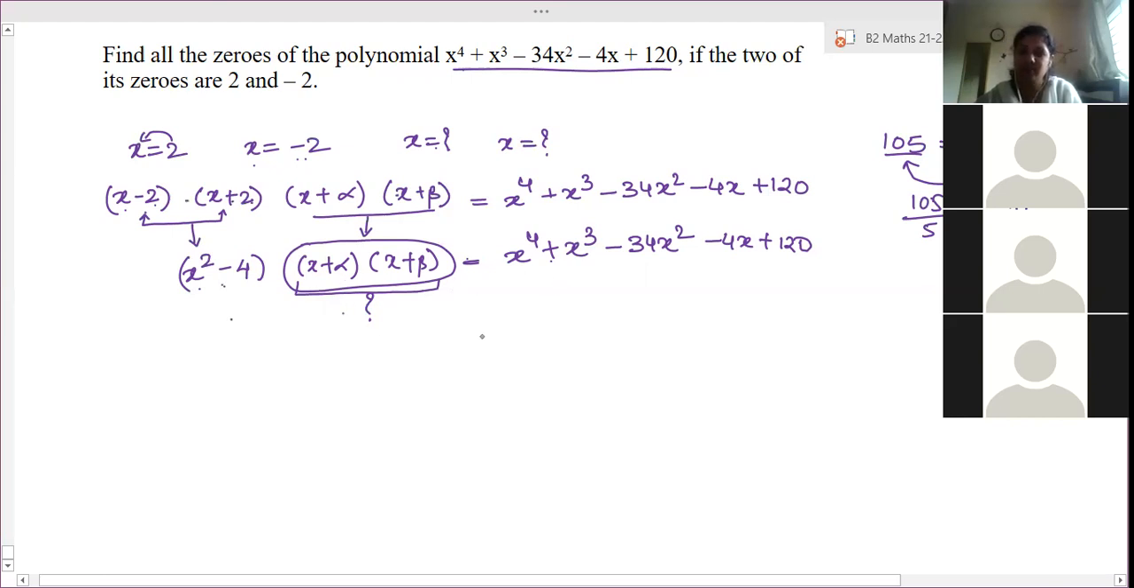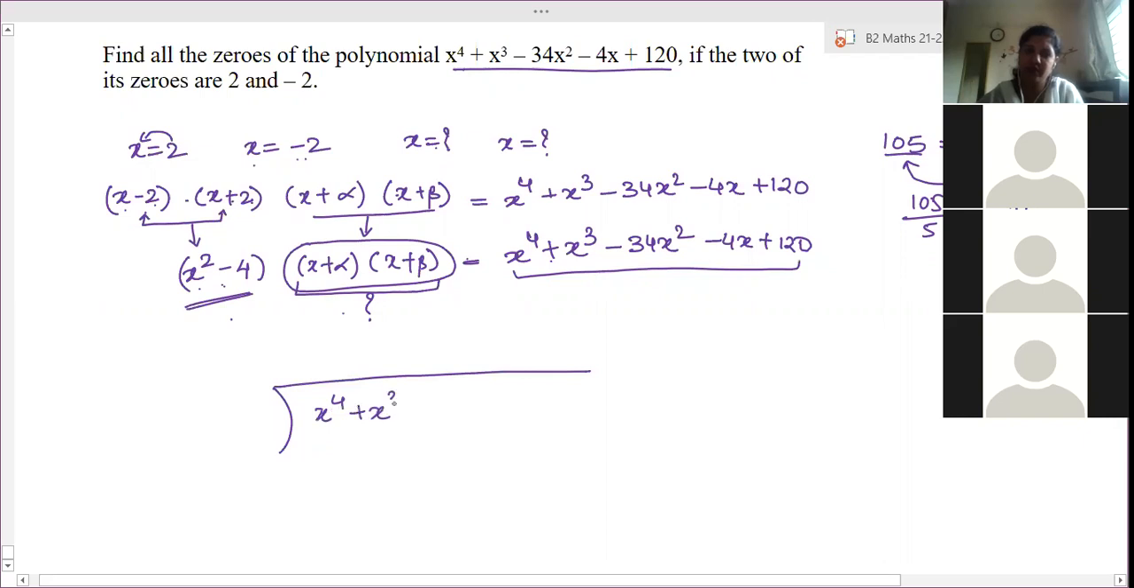So to find out the zeros, you have to divide this polynomial with this product. So long division we have to do. x to the power 4 plus x cube minus 34x square minus 4x plus 120, and we have to divide with x square minus 4. So first, what are the zeros you have been given? Find out their factors. Take the product of those factors and divide the given polynomial with the product of those two factors.